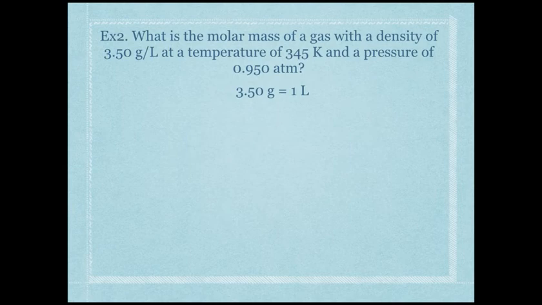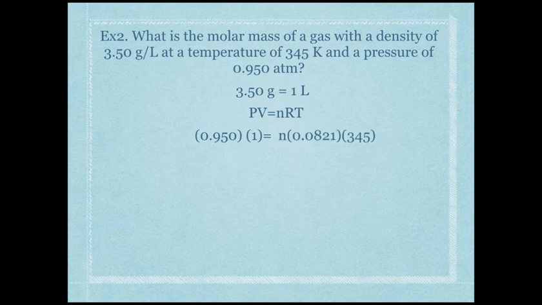So what I'm going to do is use my ideal gas law, PV equals nRT, and I'm going to assume that the volume I'm using is 1 liter. And I'm going to plug in all of the values that I know in order to solve for moles. Okay, so to do that, I know my pressure is 0.950. I know my volume now is 1 liter. I'm going to be solving for n. I know my R is 0.0821, and I know my temperature is 345 Kelvin. So now I can solve for my number of moles, which is 0.0335 moles. Now another way of saying that is that I have 0.0335 moles in 1 liter, right?